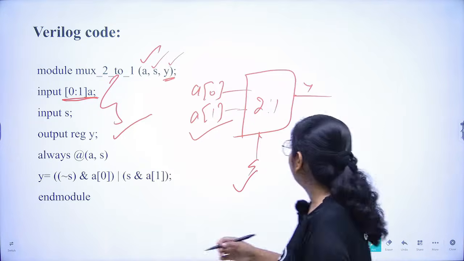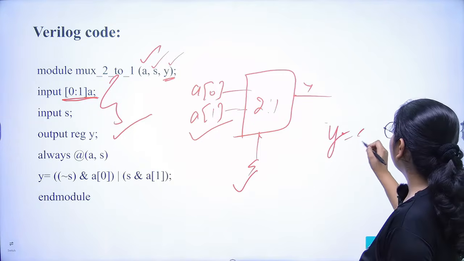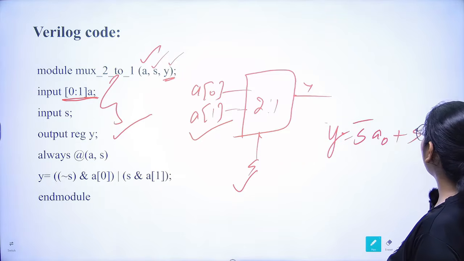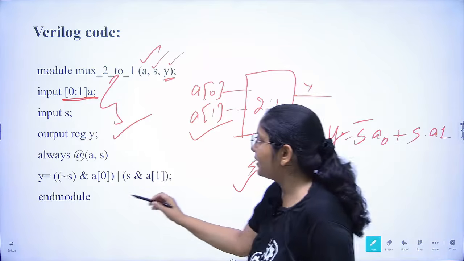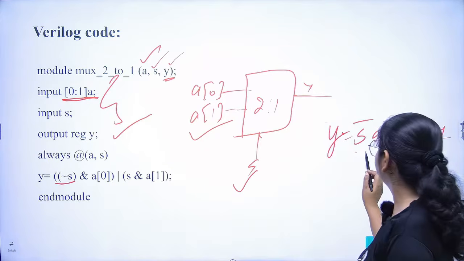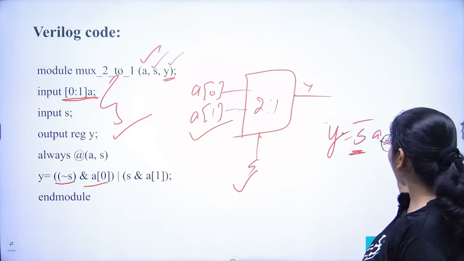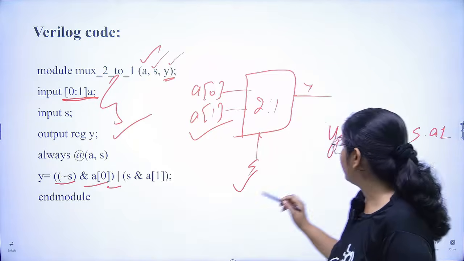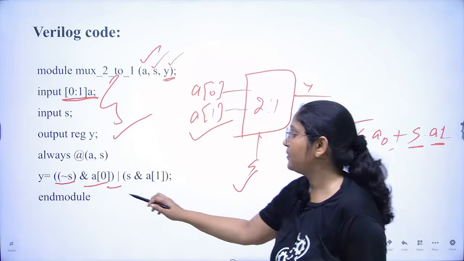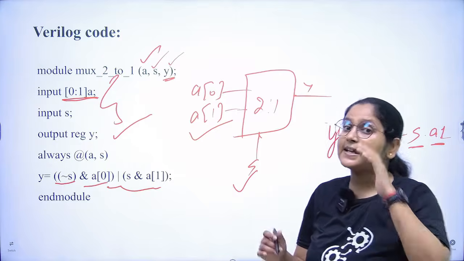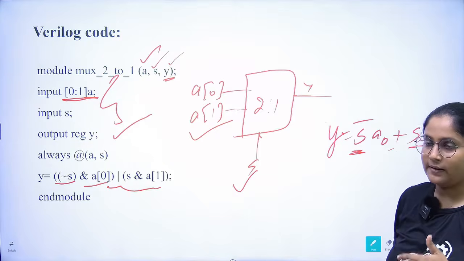Now, what is the expression for Y? If S is 0, give A0. If S is 1, give A1. Similarly, I have written here: complement of S, then A0, or S dot A1, S and A1. Fine. I hope things are getting relatable for you all, right?